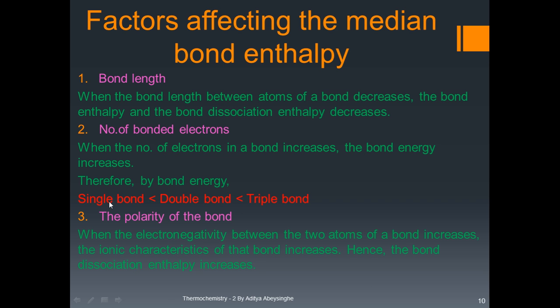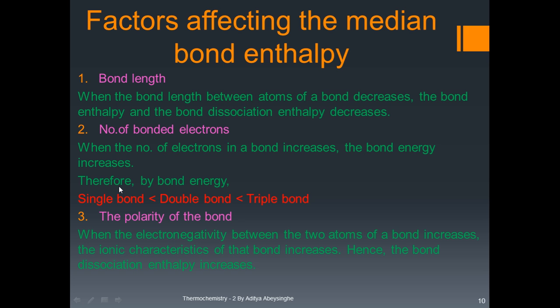So the bond energy varies: the highest bond energy is obtained for compounds which have triple bonds, the median bond energy is required for compounds that have double bonds, and the least energy is required for elements which have single bonds. The final factor that affects the median bond enthalpy is the polarity of the bond.